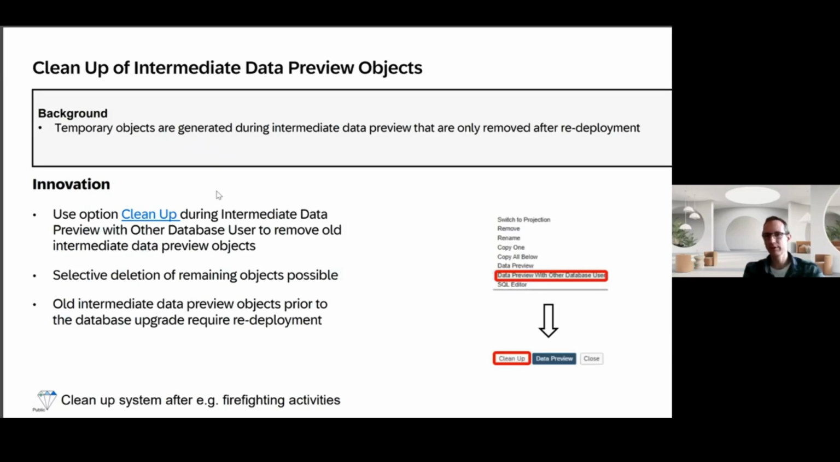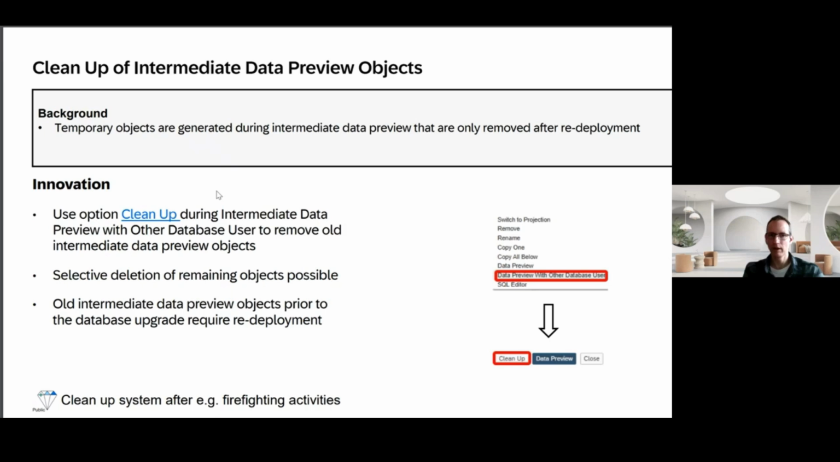The background here is that if you start an intermediate data preview, temporary objects are created. These temporary objects are required for the intermediate data preview. And the issue is that from a database perspective, we cannot determine when a session is finished in which you want to do the data preview. So these objects remain and are cleaned up as soon as you redeploy your calculation view.